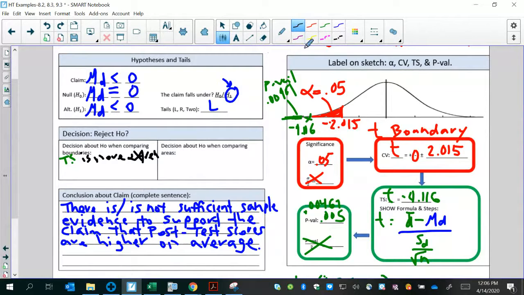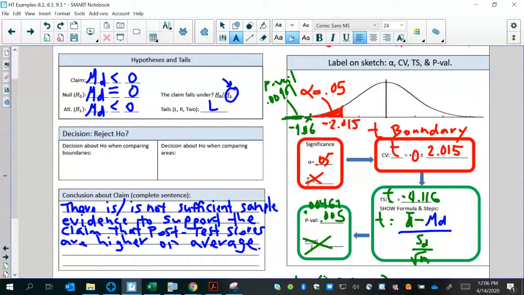I think I need to type because it's just too hard to write on here in that small space. Get some tiny letters here. All right, so when comparing boundaries, I know I'm going to have to go even smaller than that.